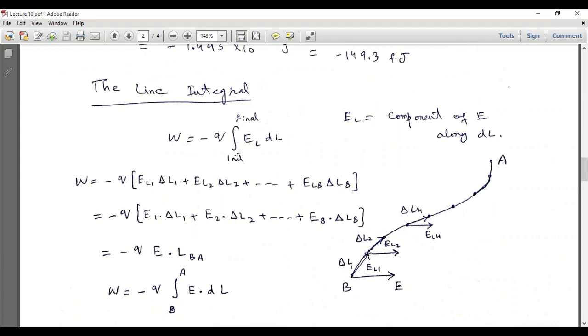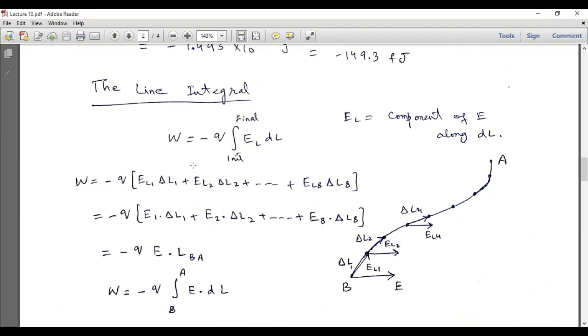The length of this first step is delta L1. The length of this second step is delta L2, and clearly these displacement vectors are incremental displacement vectors, and the direction of electric field intensity is also given, which is from left to right. So this is the direction of the electric field intensity EL1, EL2, and EL3, and so on. So W is equal to minus Q E L into dl from initial to the final position.